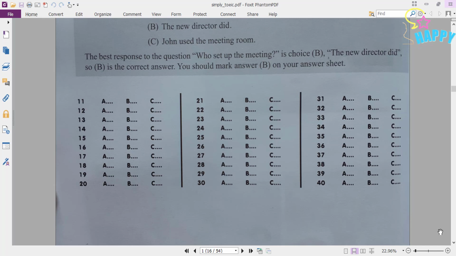Number 32. Did you say you were going to the conference? A. Yes, I was. B. No, I don't think so. C. I certainly will be.